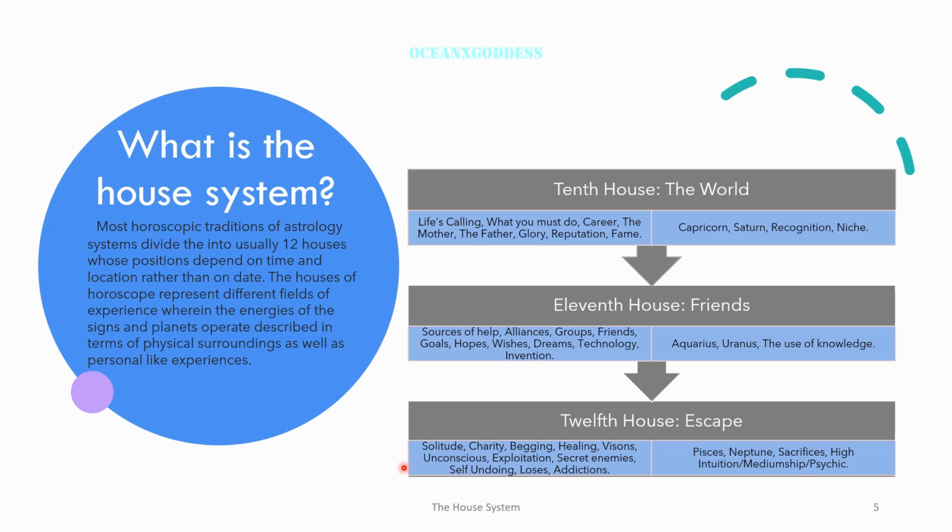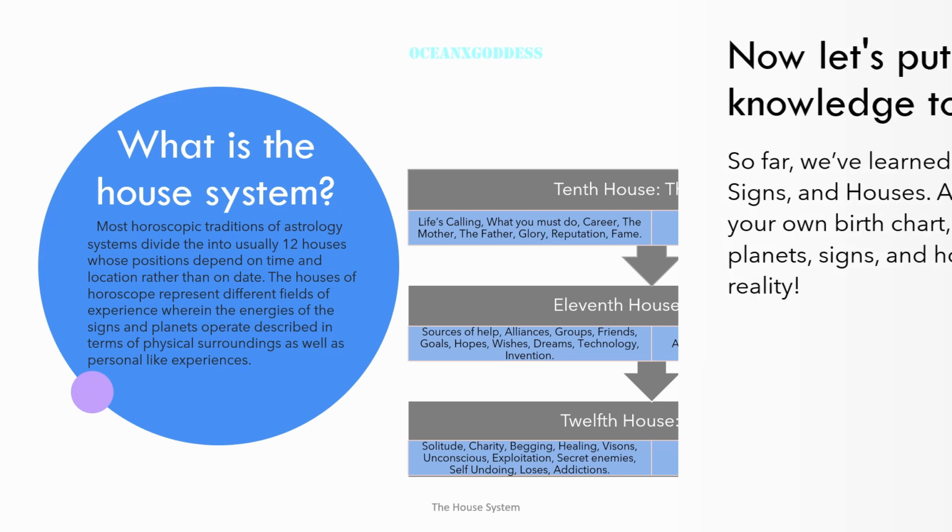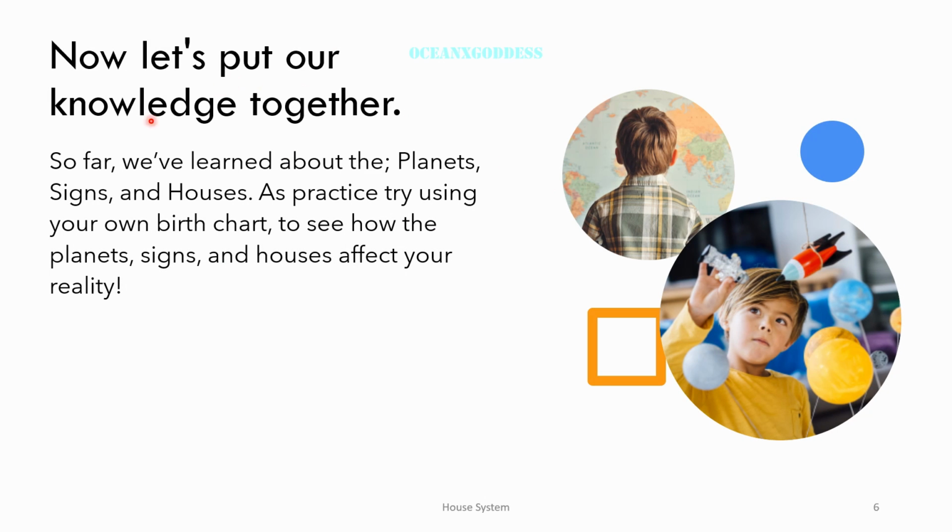Okay, so anyways, guys, that's all 12 houses. Now let's put our knowledge together. So far we've learned about the planets, the signs, and the houses. As practice, I want you guys to try to use your own birth chart to see how the planets, signs, and houses affect your reality.